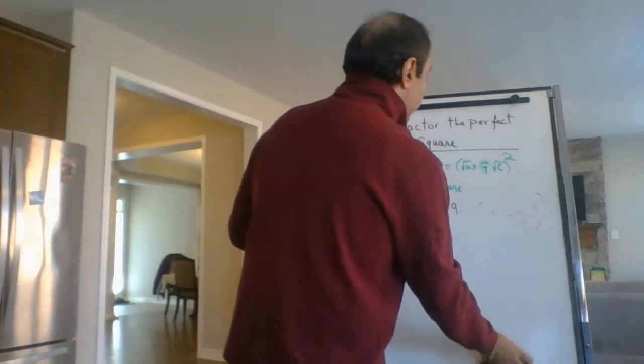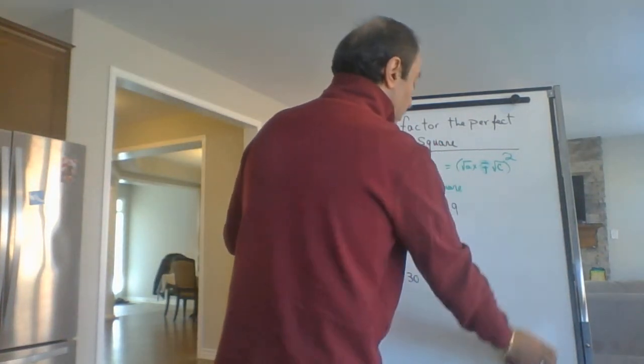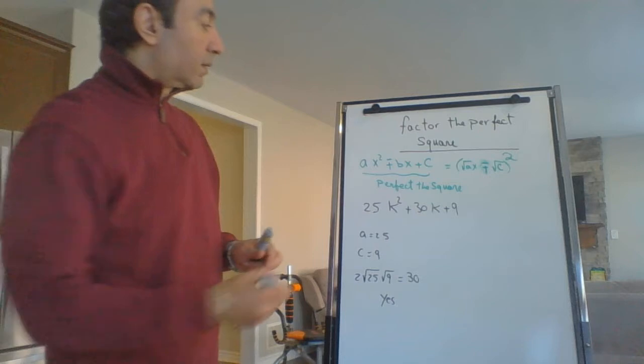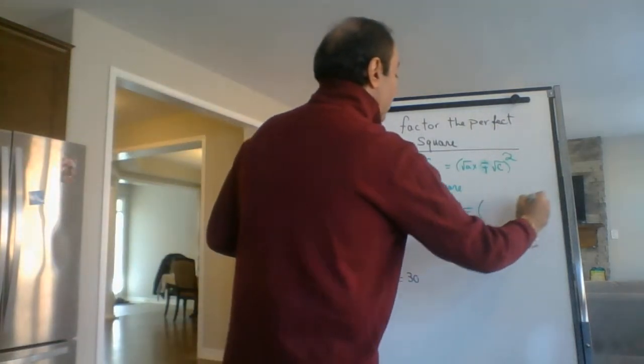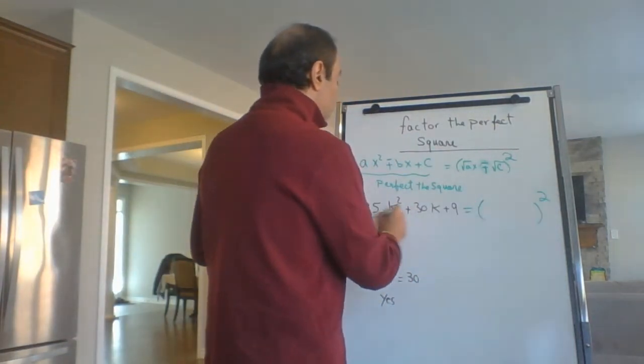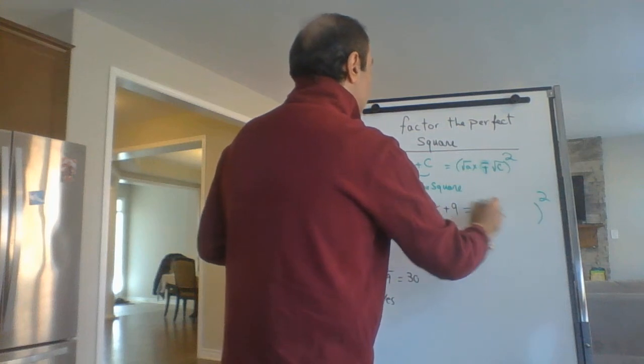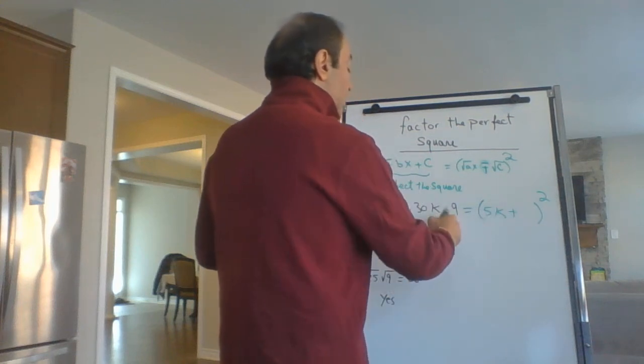Now, if we want to factor this, now I think you mastered this. So we open one bracket and we put a square here, square root of the first, so 5k, sign of the middle, square root of the third.